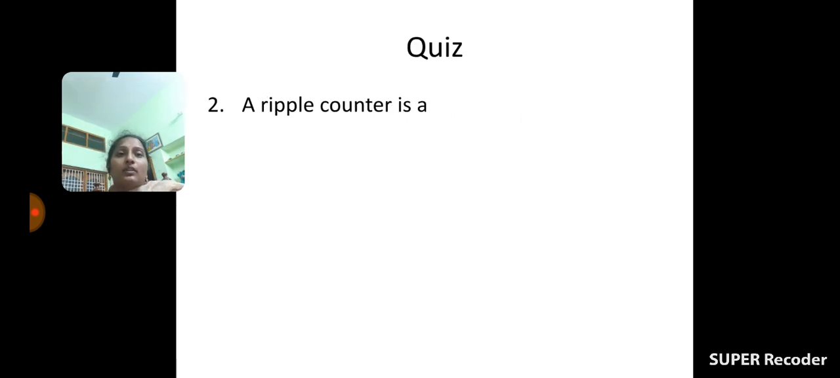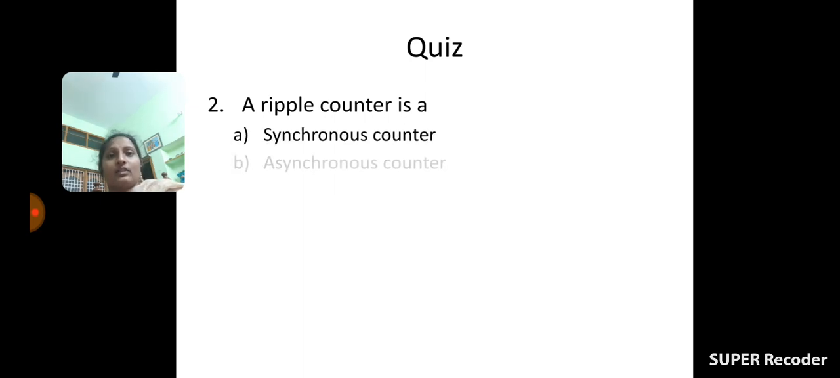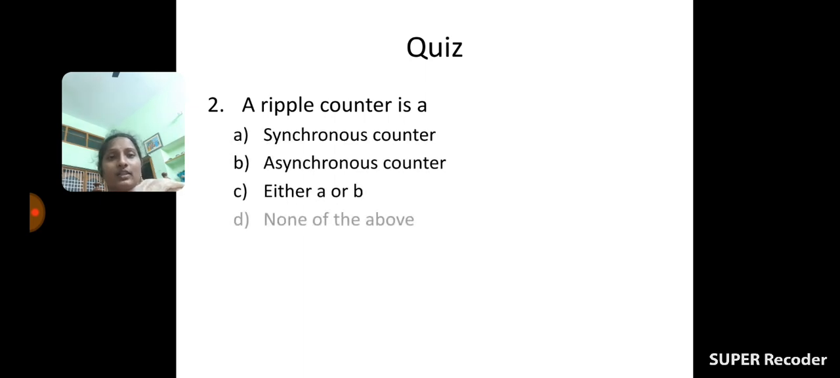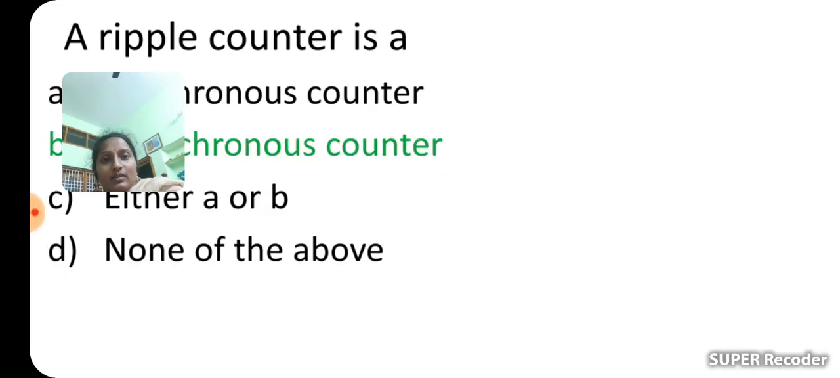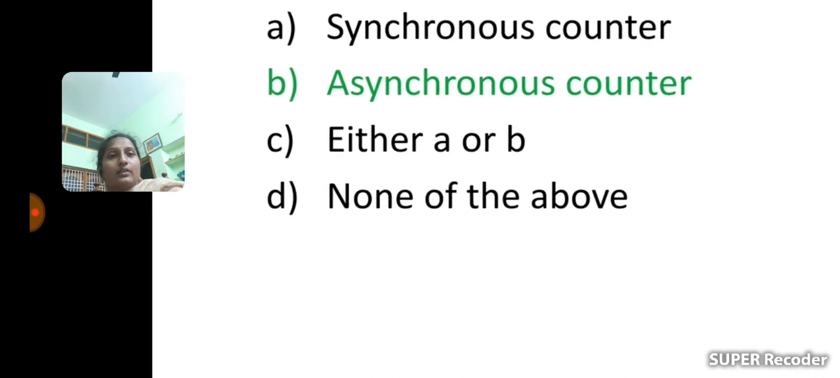Next, a ripple counter is asynchronous or synchronous? Asynchronous counter. Okay, which is the answer once you check? Asynchronous. Is it clear? It is an asynchronous counter.